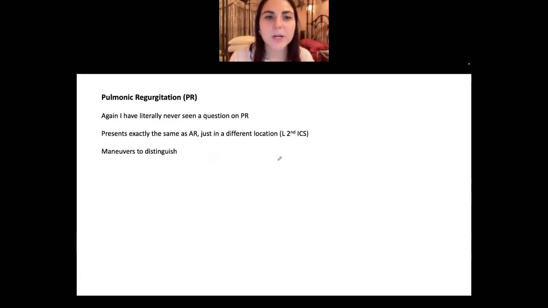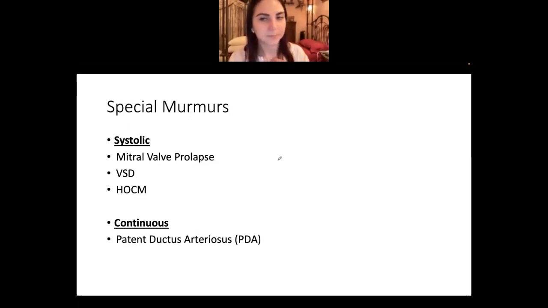Okay, pulmonic regurg, just like pulmonic stenosis, I've literally never seen a question on it. It would present exactly the same as aortic regurg, but we're in the pulmonic area, so you'd hear it at the left second intercostal space instead of the right second intercostal space. And you would just use maneuvers. You basically use maneuvers to distinguish between left-sided murmurs and right-sided murmurs.